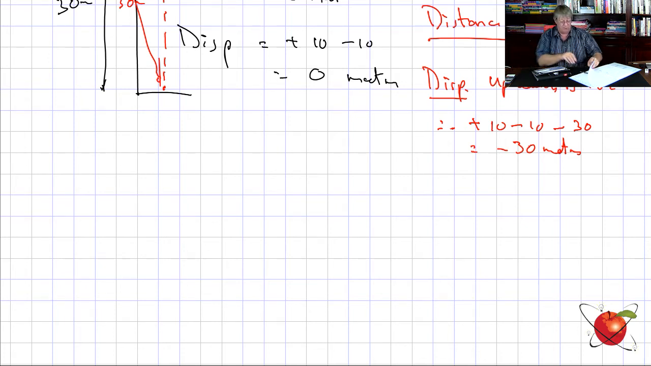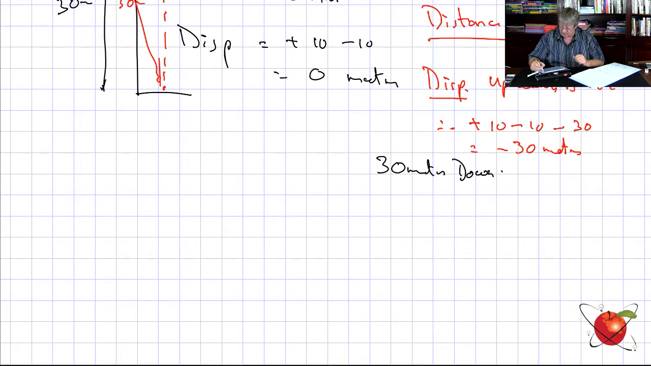Use a scale drawing of 1 centimeter equals 10 meters. So what do we say? 1 centimeter equals 10 meters. Now let me go ahead and draw it. By the way, instead of the 30 meters negative, you could also have said 30 meters downwards, as long as you give the direction. Because displacement is a vector, it's got a magnitude and a direction. We have to tell the people where it is, right?